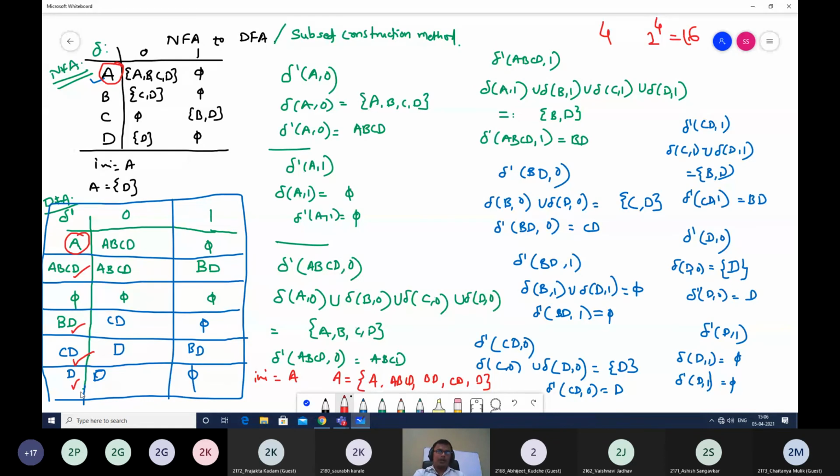Are you getting this conversion problem? Is it clear? Am I audible, students? Yes, sir. Yes. Yeah, you can solve.